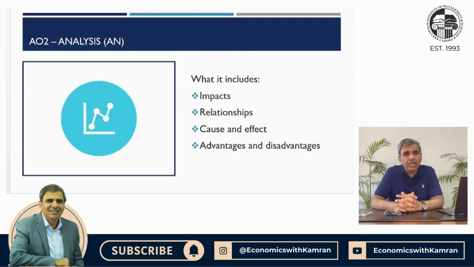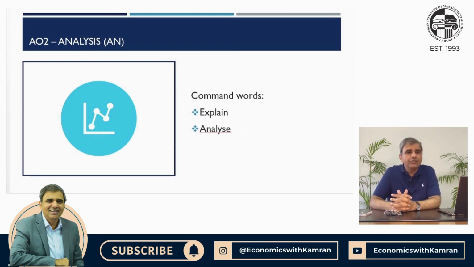The second assessment objective is AO2 analysis. Analysis is the impact of one thing over another. If this happens, what will happen? For example, if interest rates go up, what will happen to borrowing? What will happen to inflation? So it is the link between one variable and another, relationships. These are causes and effects, and of course advantages and disadvantages. Many people think advantages and disadvantages are part of evaluation. No, advantages and disadvantages are part of the analysis. So analysis is cause and effect, impact, relationship. If this happens, then what will happen? That is analysis. Questions which test your analytical skills usually have these 2 command words: explain and analyze.